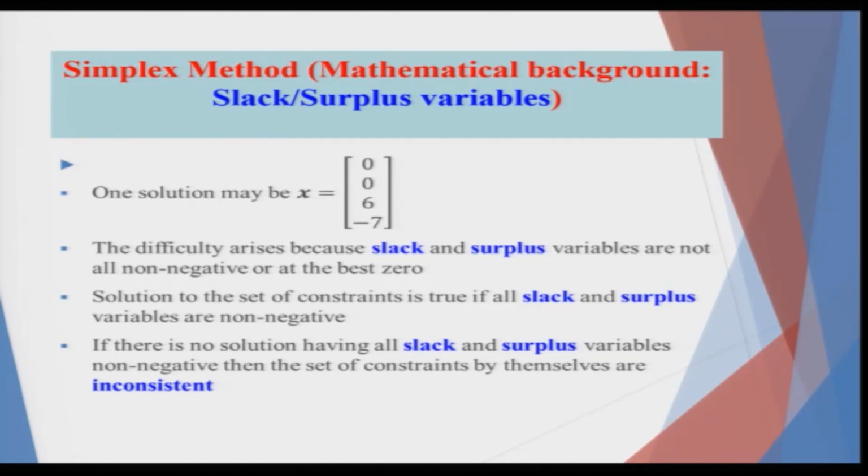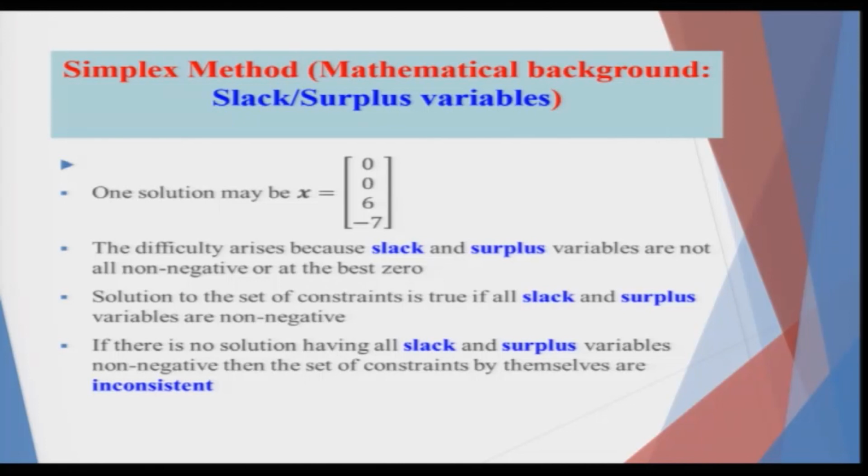So, the difficulty arises because slack and surplus variables are not all non-negative, or at best 0. They have to be non-negative in order to give you the impression that the basic solution is true. The solution to the set of constraints is true if all slack and surplus variables are non-negative. Here one is negative. So, if there is no solution having all slack and surplus variables non-negative, then the set of constraints by themselves are inconsistent, hence you would not be able to get the actual solutions to start with.